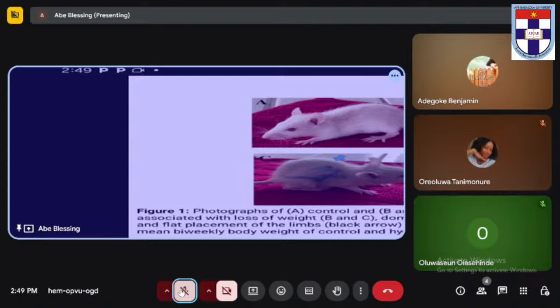Then D is showing the biweekly body weight of all the animals, and this shows that all the hydrocephalic animals reduced in weight during the first week of induction, but from the second week they started increasing in weight. However, their increment in weight never matched up with that of the control, which increased in weight from the beginning of the experiment till the end of the experiment.